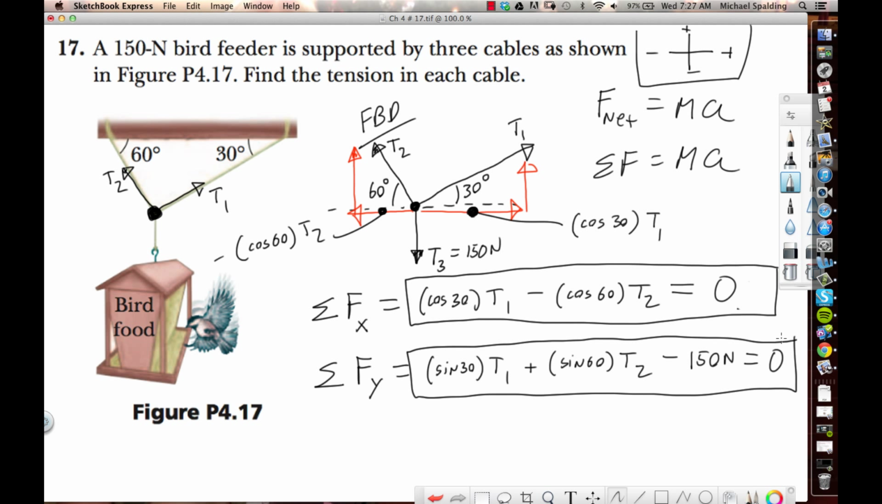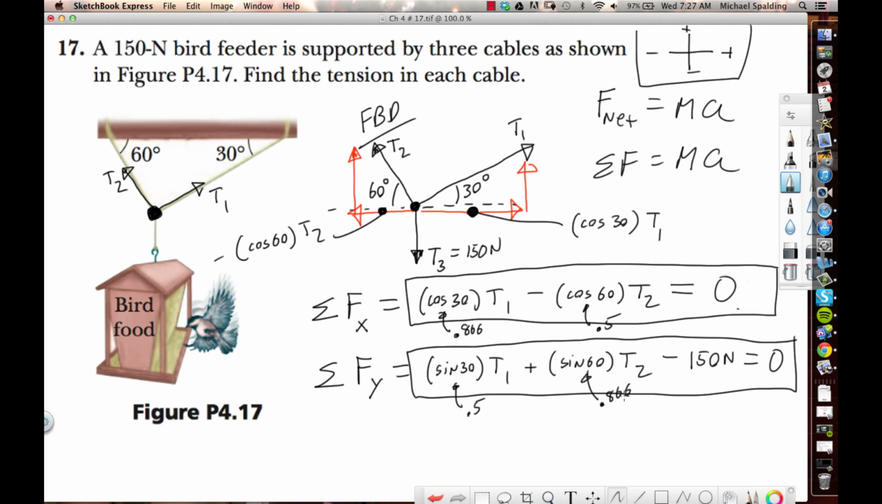The rest of the problem is algebra, which I'm not going to show on this. You guys can do algebra. I'll give you one hint though. Convert these, cosine 30 and cosine 60, to decimals. It's better. Cosine 30 is 0.866. Cosine 60 is 0.5. Sine 30 is 0.5. This will make it a little easier, right? That's what I do.